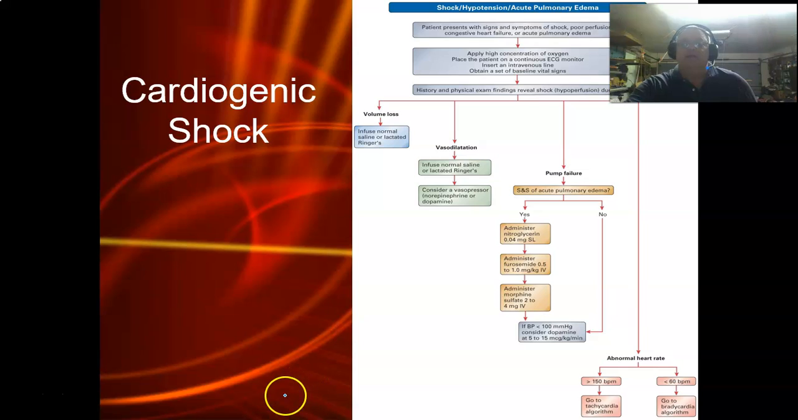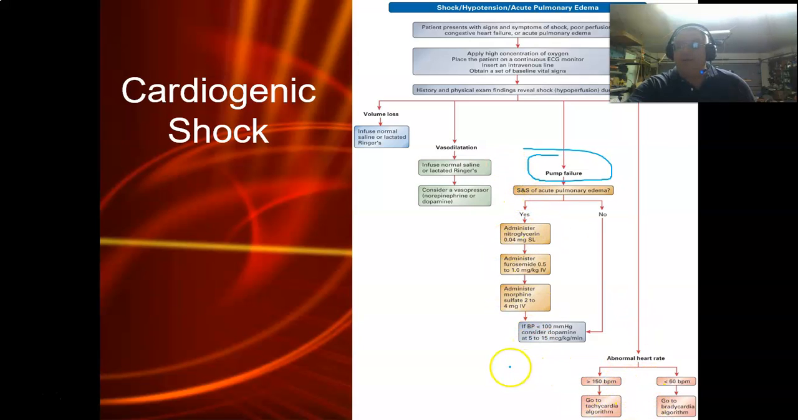All right? So again, cardiogenic shock. One of three things causes shock: volume loss, vasodilation, or pump failure. Okay? Abnormal heart rate, we can fix that pretty easy. But your pump failure is what we're talking about here. Okay? So nitroglycerin might help. Lasix might help. But again, morphine sulfate helps take some of the pressure off of there.